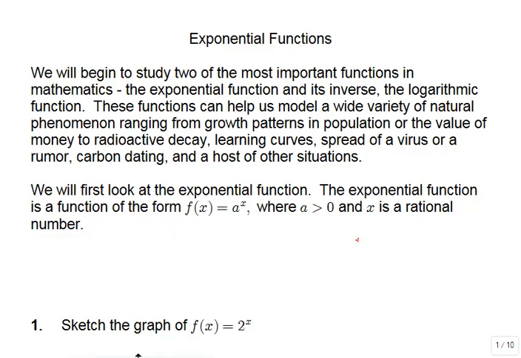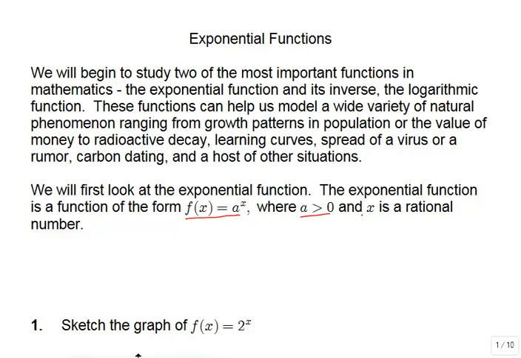Let's first start by looking at the exponential function, and by definition we say that an exponential function has the form f of x equals a to the x, where a is your base, it's a constant base, and the variable is up in this power x. We say that the base a is greater than 0, so you want to only have bases that are positive, and we let x be any rational number.